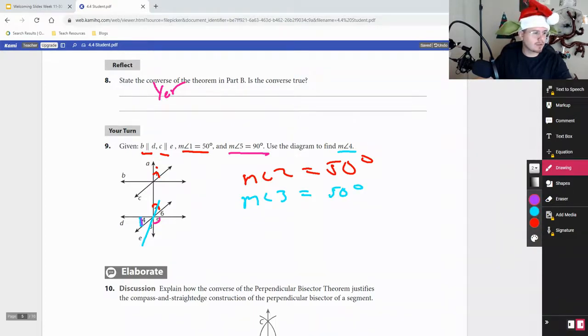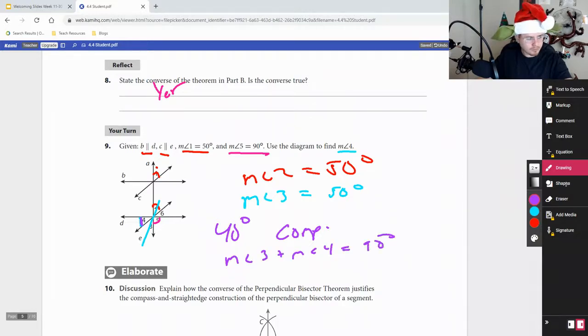We're looking for 4. Let's not lose sight of that. And we know that angle 4 then has to be 40 degrees. And why? Well, this is a complementary angle, right? The measure of 3 plus the measure of 4 has to equal 90 degrees. And that leaves 4 to be 40 because that's 50. So, because the measure of angle 5 is 90 degrees, and this is 90 degrees, you can state that A is perpendicular to D.